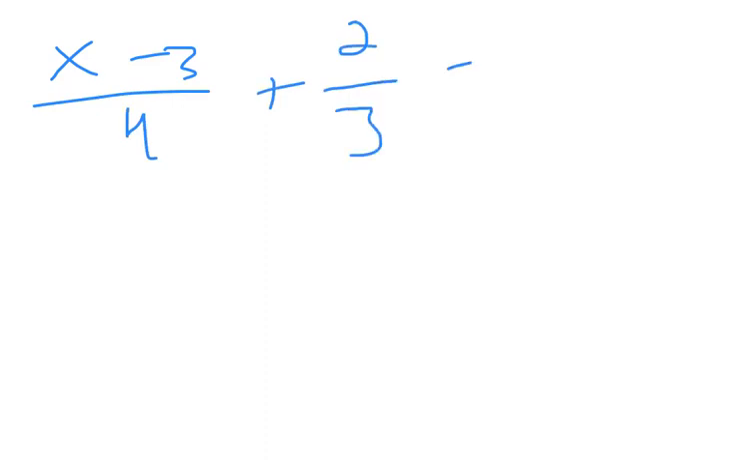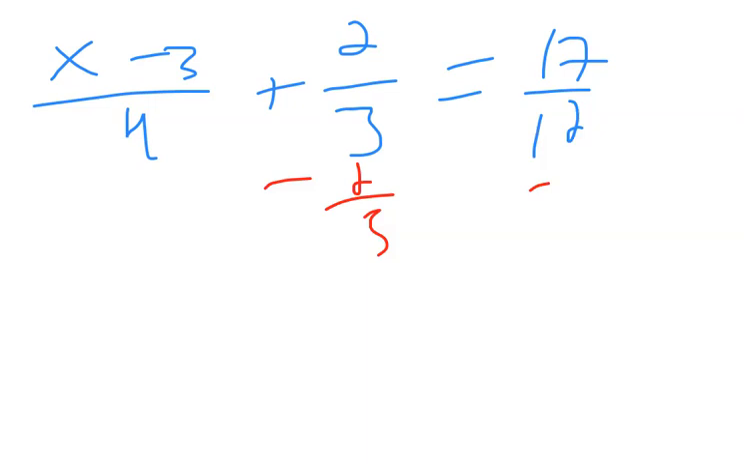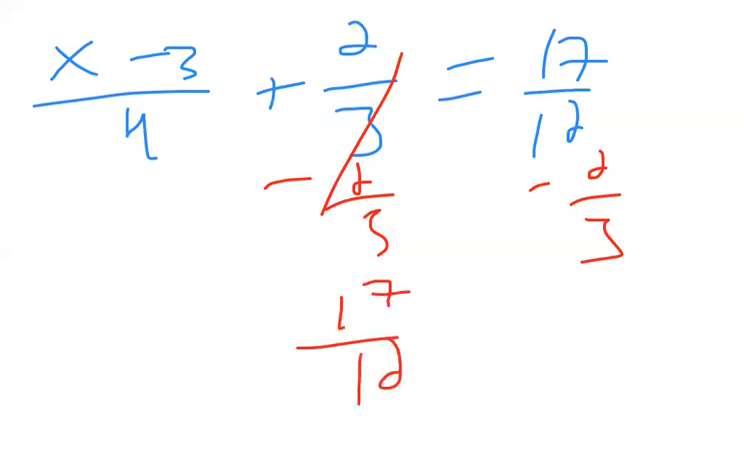All right, you want to find out this problem. It's x minus 3 over 4 plus 2/3 equals 17 over 12. You want to solve for x. So let's subtract 2/3 because you can, and you should, because that equals 0 now, and then your left side is going to be all that, but let's do the right side first. 17/12 minus 2/3.